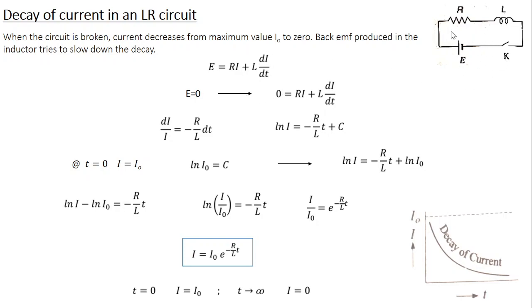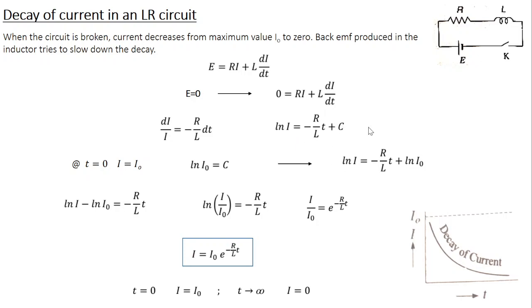Now the power supply is removed from the source, so you can put the value of E equal to 0, substitute in the EMF equation, it becomes 0 equal to Ri plus L into di/dt. Rearrange the terms, bring all the current terms together, you get di by I equal to minus R by L into dt. This is a first order differential equation. Solve it by a single integration. You get ln I equal to minus R by L into t plus c.